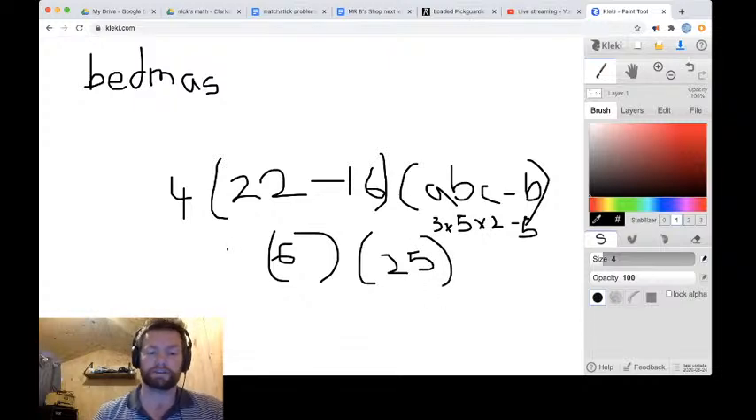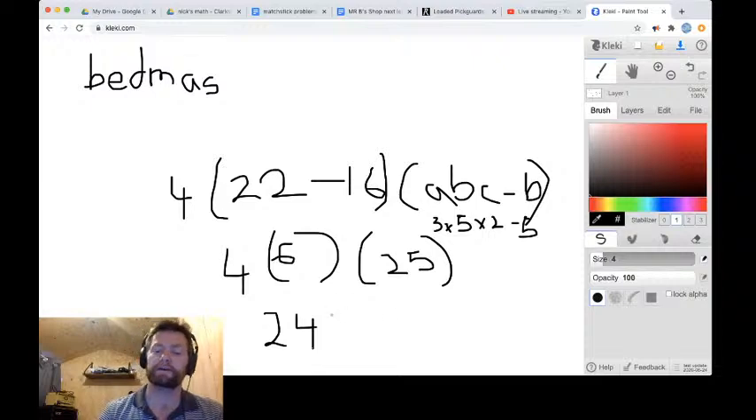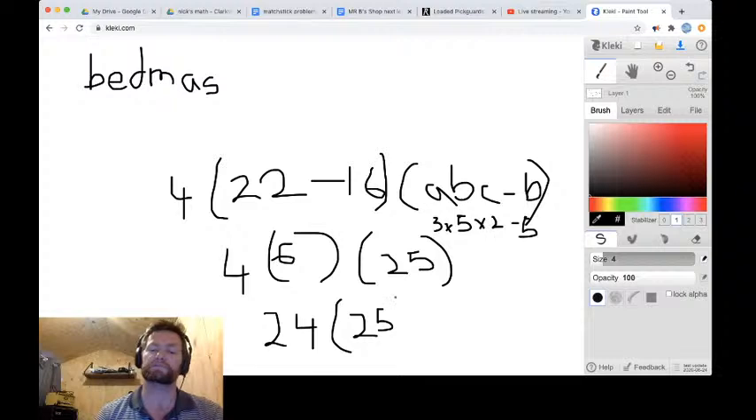Now I've got this to look at. Now I just go left to right, because these are completed numbers. So I would go 4 times 6. 4 times 6 is 24. Oh, I am mean. And then 24 times 25. Now the reason why that is, is because the number is right next to the bracket. And if there's nothing written in between, you're multiplying. 24 times 25.